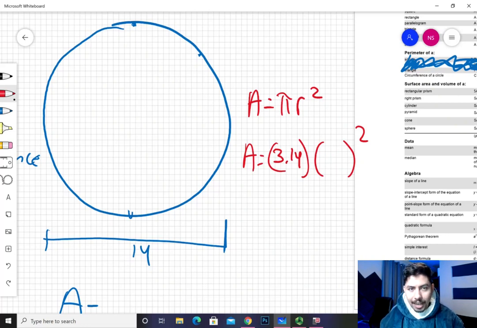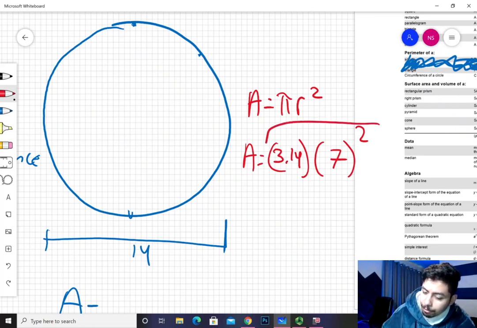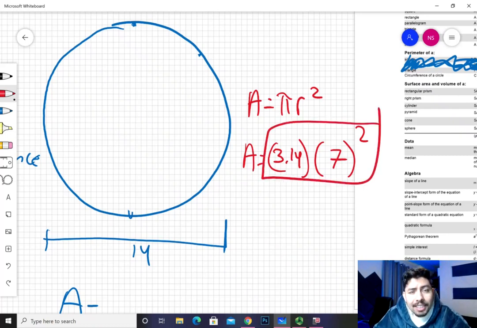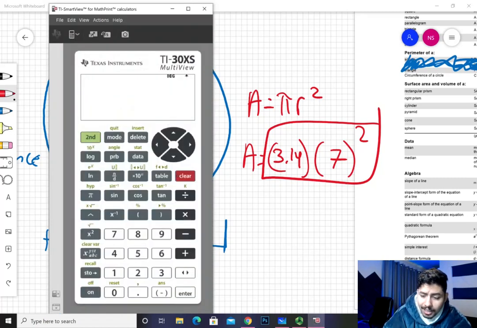It's half of the diameter, which in this case, half of 14 is 7. Now that you've filled this in, what are you going to do, my friends? You're going to do this by hand? You're going to take out a scratchy sweeper and try to do it by hand? No, you're going to take out your calculator and just let the calculator do the hard part for you.